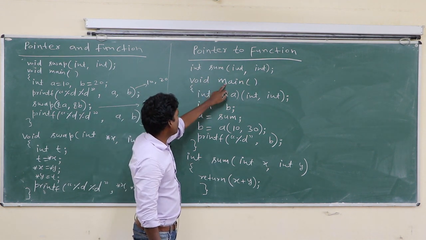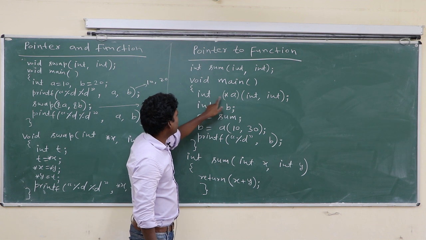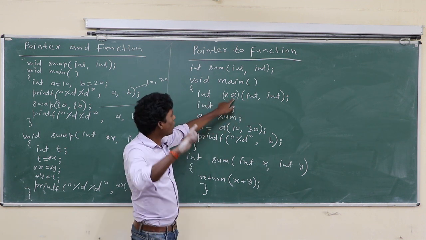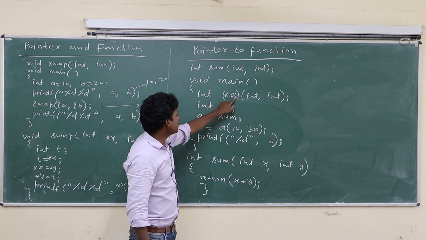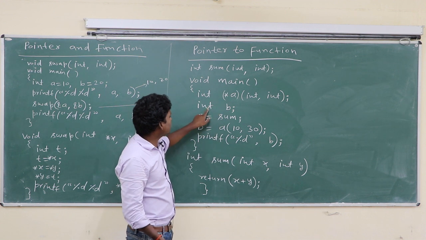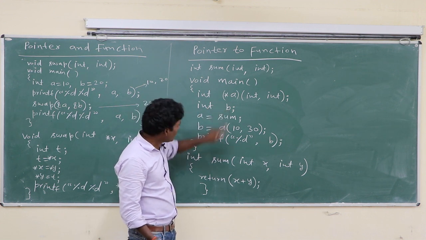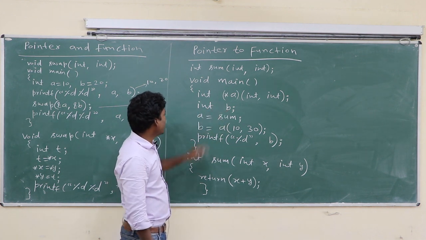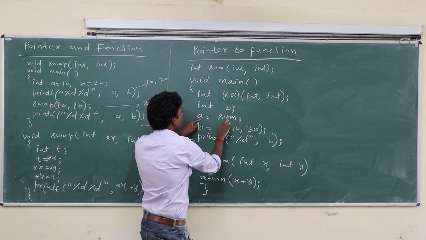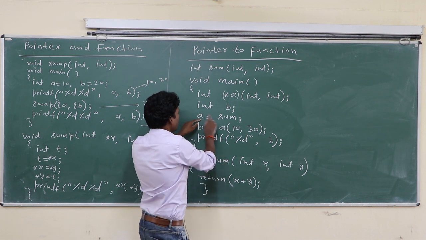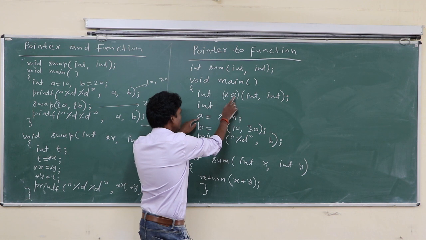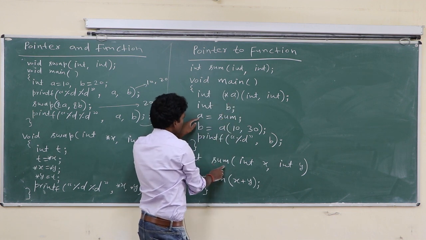Program execution starts from here. There is int asterisk a, int comma int. This a is a pointer to function. This is the pointer variable, that is pointer to function, and that is another variable, the normal variable b. Okay, b is an integer variable. a is assigned the function sum, the address of this function. This pointer to function a contains the address of sum.